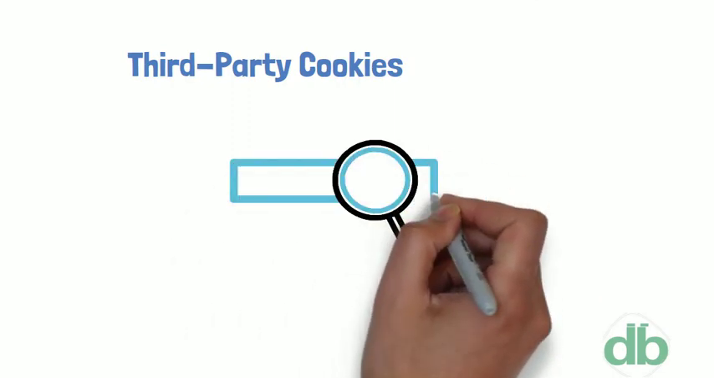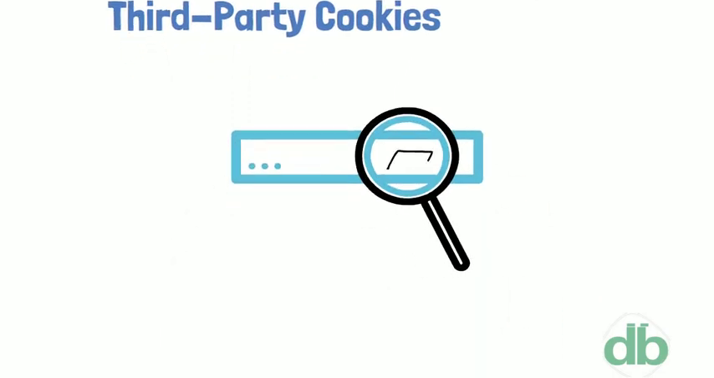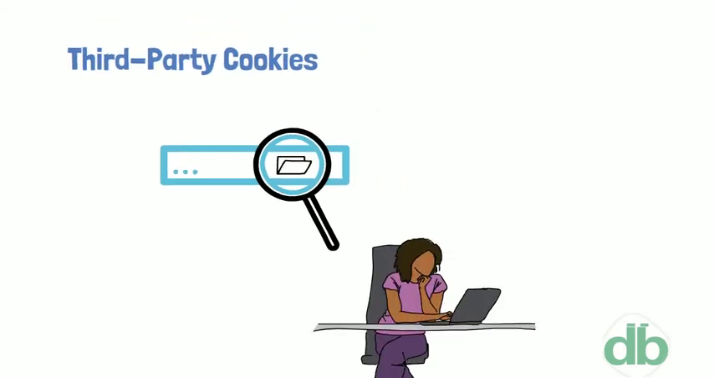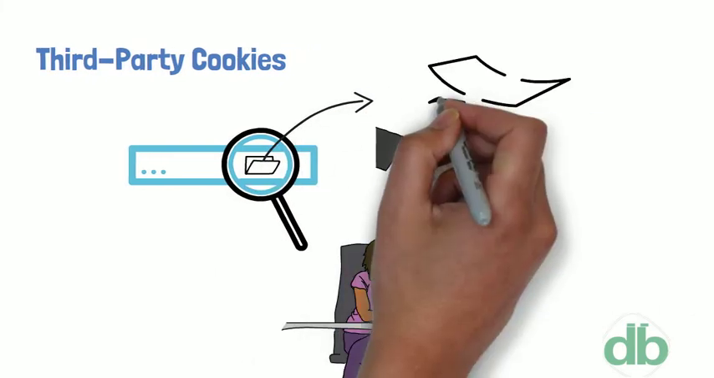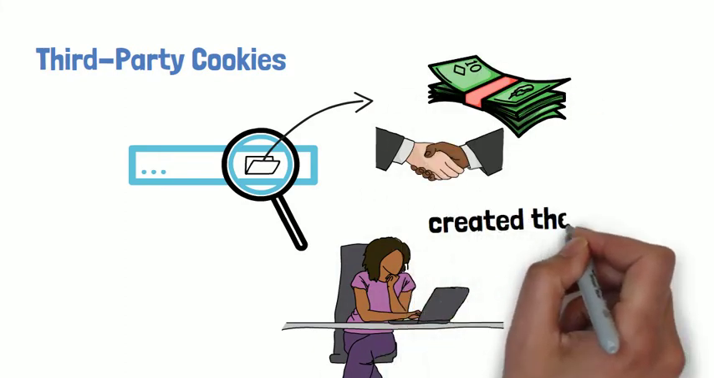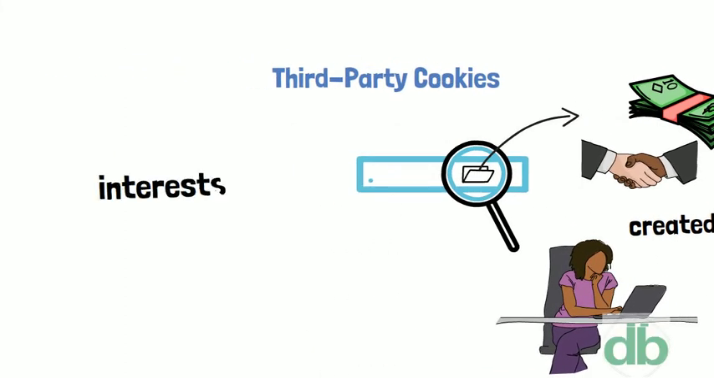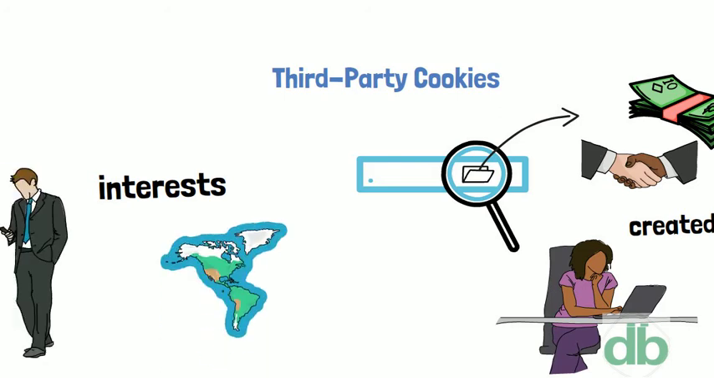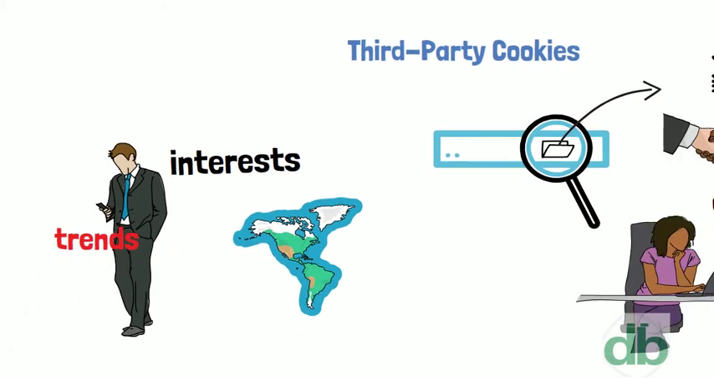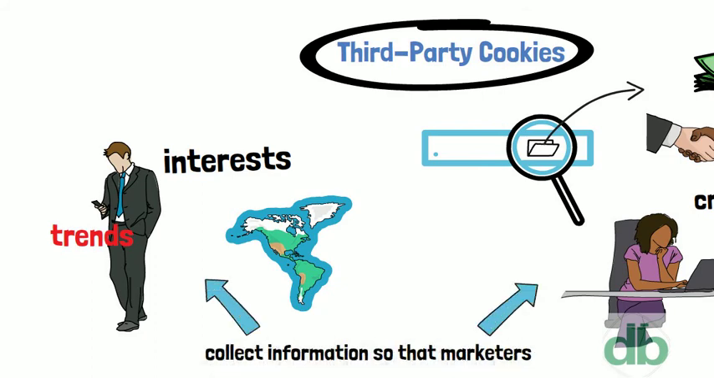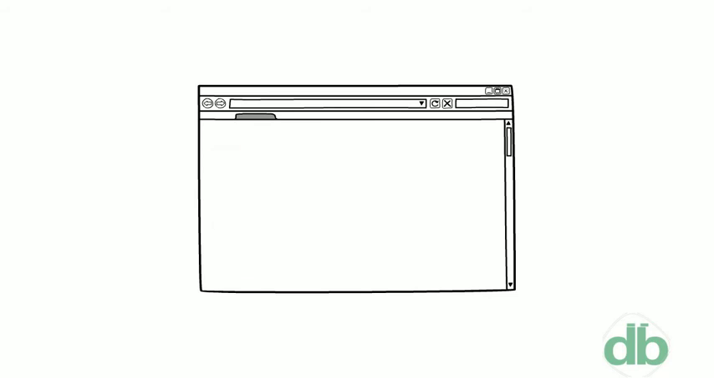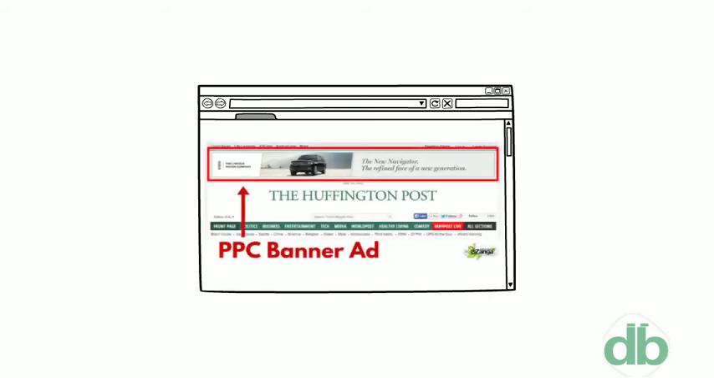Third-party cookies. Third-party cookies, also referred to as tracking cookies, collect data based on your online behavior. When you visit a website, third-party cookies collect various types of data that are then passed on or sold to advertisers by the website that created the cookie. Tracking your interests, location, age, and search trends, these cookies collect information so that marketers can provide you with custom advertisements. These are the ads that appear on websites you visit and display content relevant to your interests.